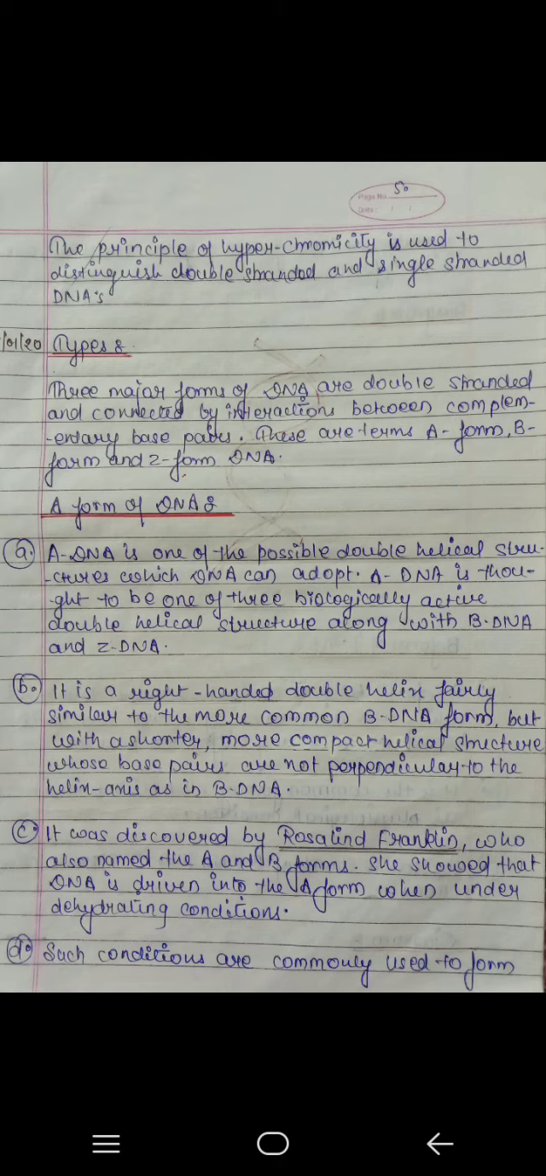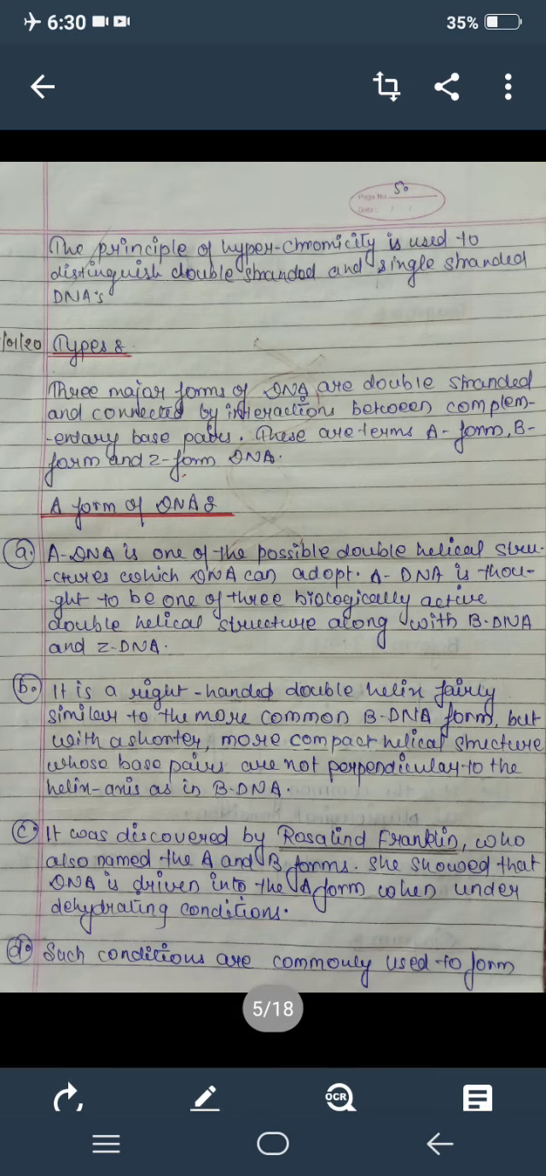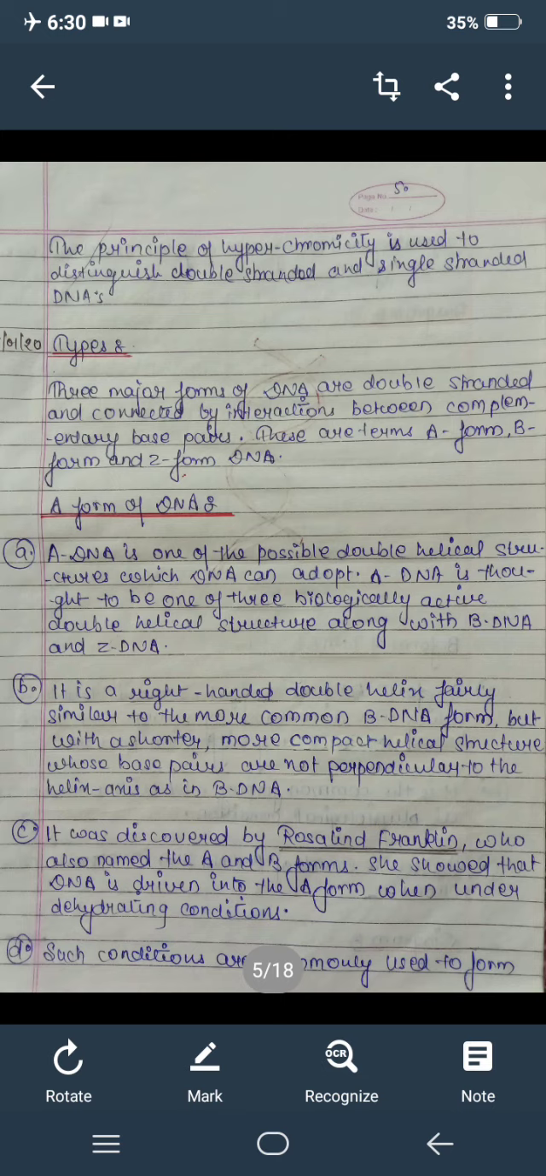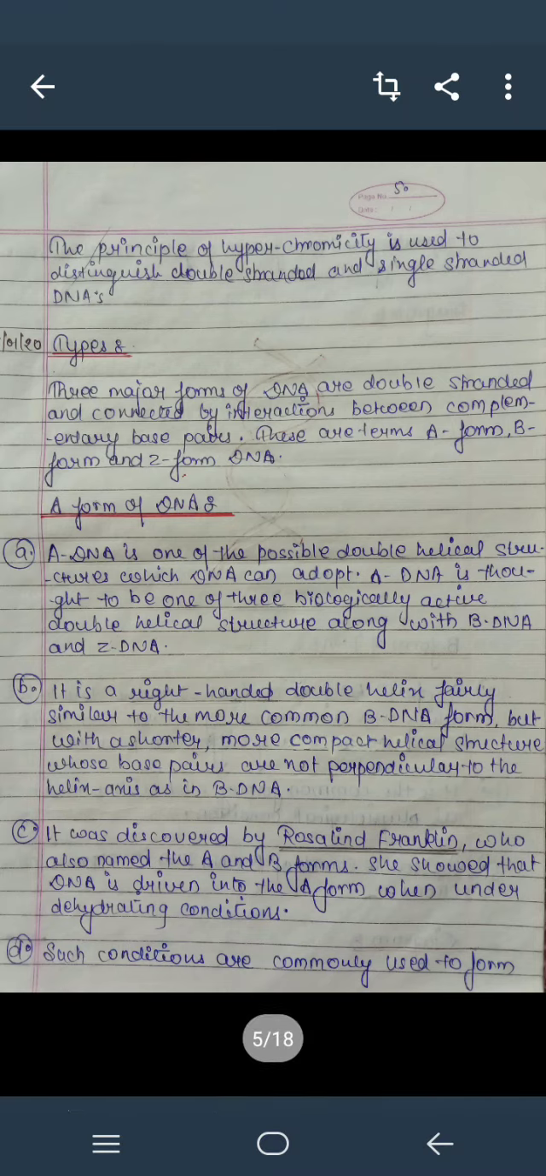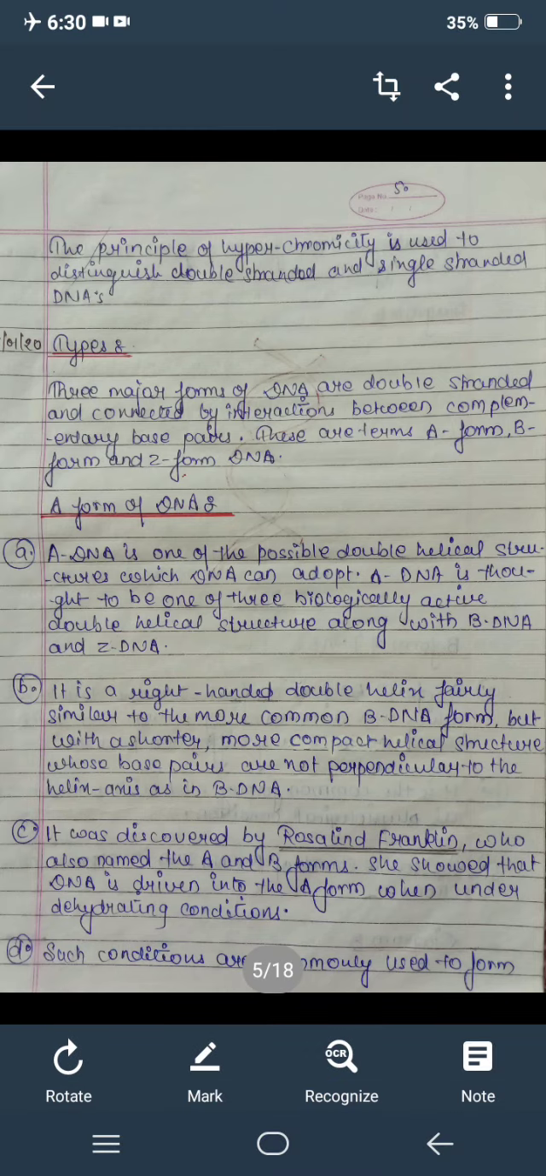What is A-DNA? A-DNA is one of the possible double helical structures which DNA can adopt. A-DNA is thought to be one of the three biologically active double helical structures along with B-DNA and Z-DNA. It is a right-handed double helix fairly similar to the more common B-DNA form but with a shorter, more compact helical structure whose base pairs are not perpendicular to the helix axis as in B-DNA.